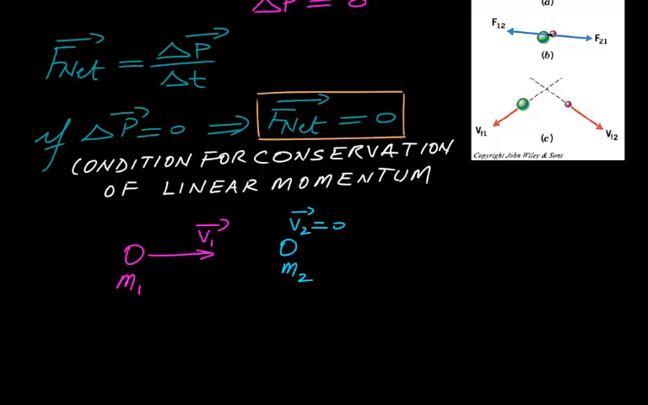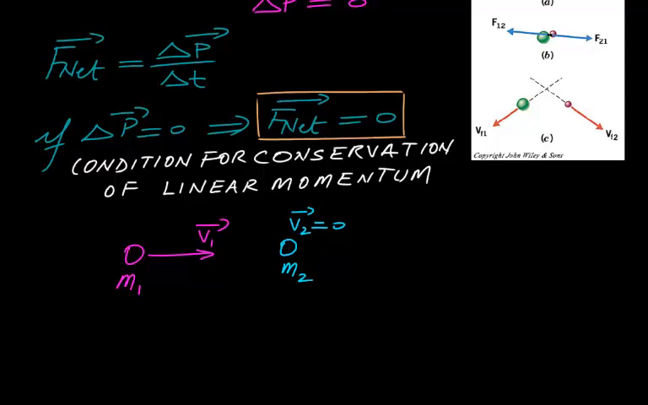Let's focus on mass 2 for now. Mass 2, before the collision, its momentum is 0 because it's not moving at all. Immediately after the collision, for sure it's going to move. Therefore, the initial momentum and the final momentum, before the collision and after the collision, for mass M2 are not the same. What does that mean? The momentum is not conserved for M2.